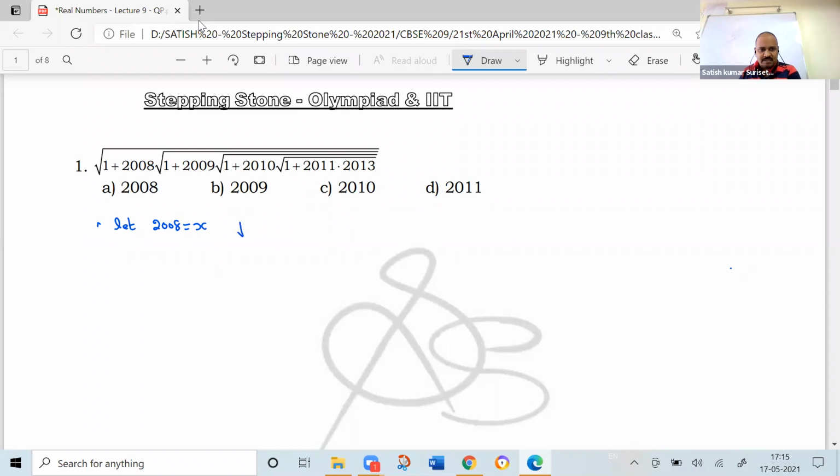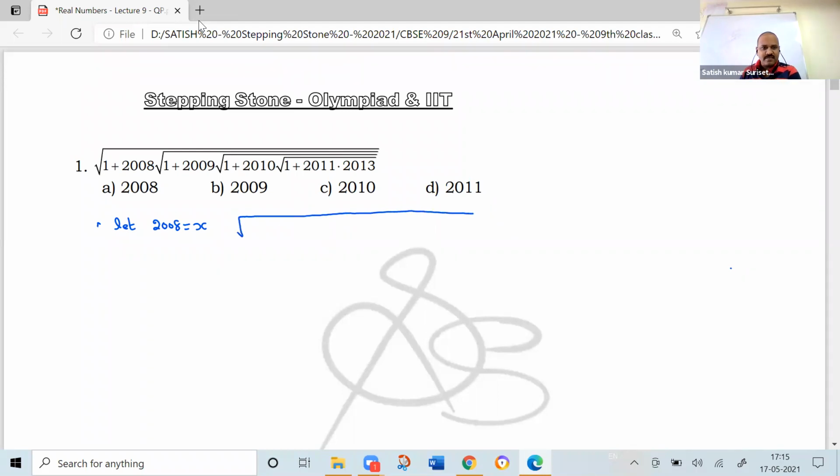Now the entire expression becomes root of 1 plus x into again square root of 1 plus, now 2009 becomes x plus 1, again square root of 1 plus 2010 becomes x plus 2 into square root of 1 plus 2011 means x plus 3 into x plus 4.